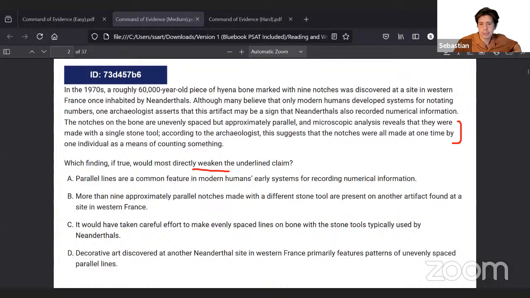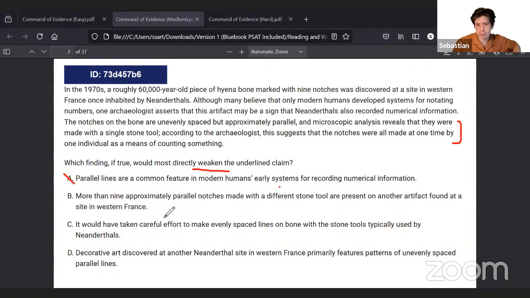So we're looking to weaken the claim, and the claim is that the notches were made by one person at one time, as a means of counting something. A, parallel lines are a common feature in modern humans' systems. Okay, so that doesn't work because that would support the claim. If that's something that happens often, then A is saying why it would happen often, because it's a common feature.